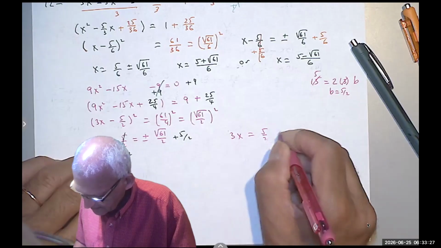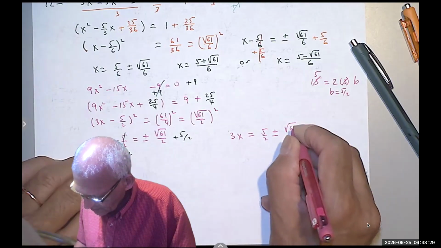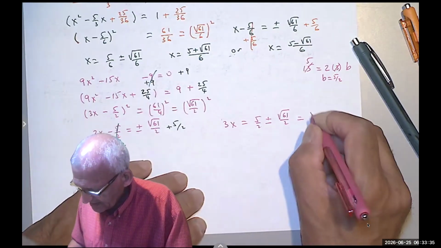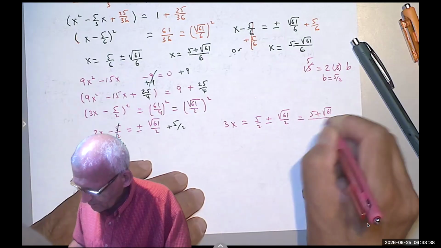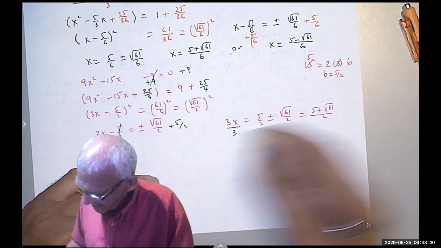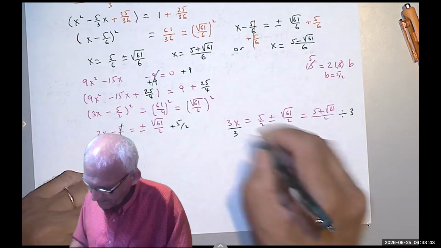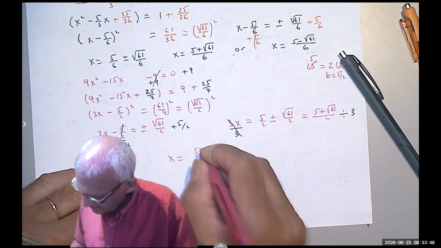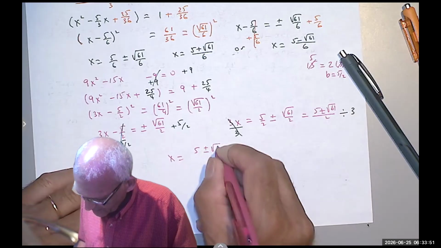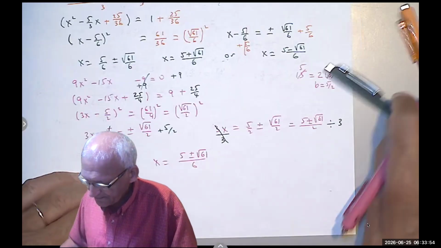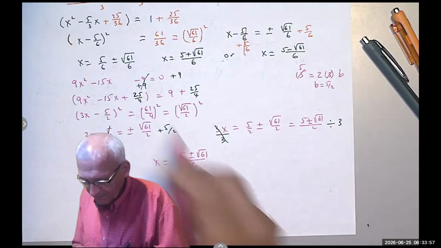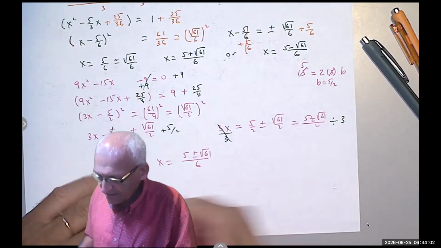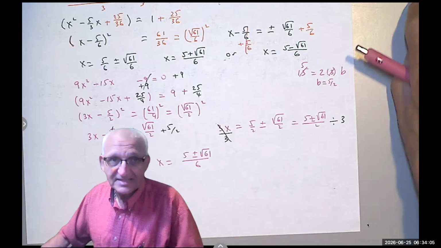It's 5 halves plus or minus the square root of 61 over 2, which can be written as (5 plus or minus the square root of 61) over 2. Dividing both sides by 3, I get x equals 5 over 6 plus or minus square root of 61 over 6, and the rest is history. You get the same exact answer.